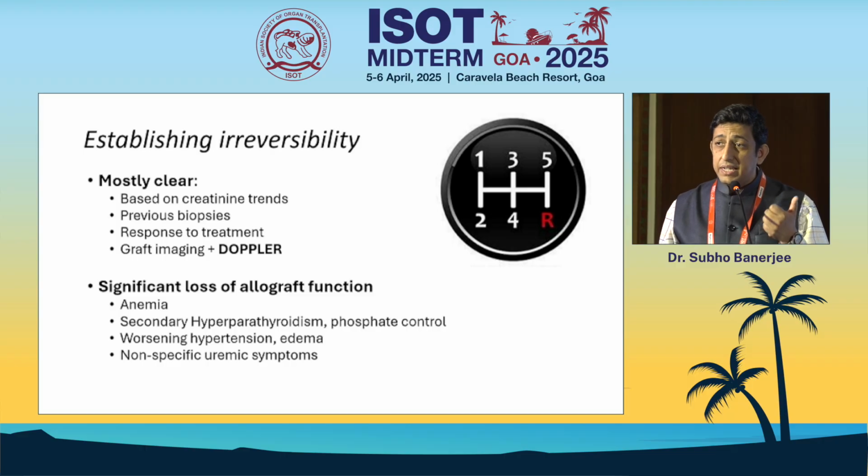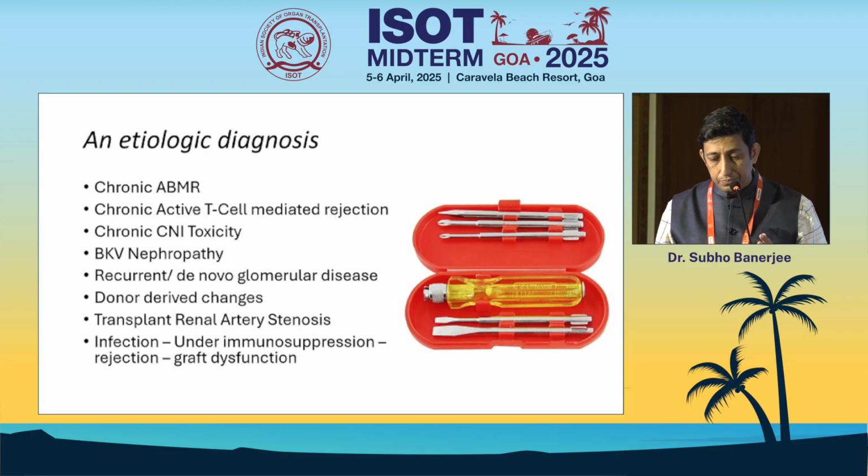So the first thing is establishing an irreversibility. For most cases, it's very clear because we know the creatinine trends. We have seen the previous biopsies. We can do a Doppler and find out a lot of things. Response to the treatment we have already seen, so it's not working. And then we have other things which we typically miss: anemia, secondary hyperparathyroidism, bad phosphate control. So we know that this is a CKD for no doubt.